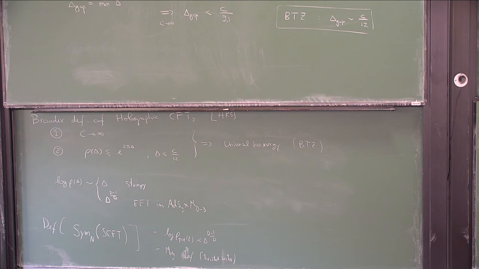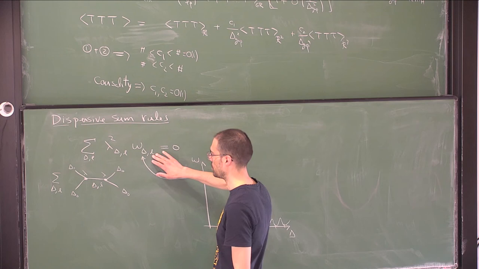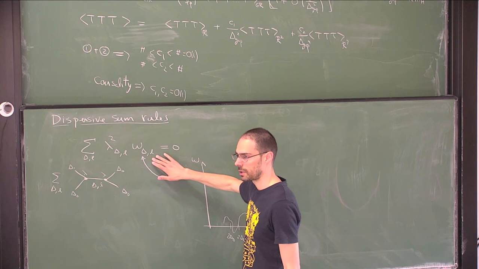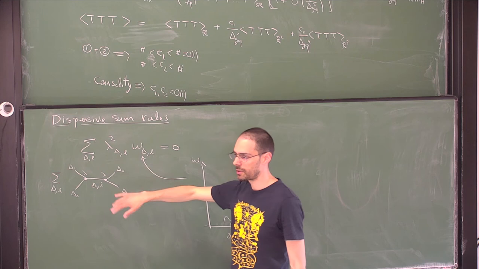I didn't say. It comes from many places. One way is to start with the double discontinuity that automatically has this property, and then you can do some integrals. You can also start from the Mellin amplitude, the Mellin representation of the four-point function, and do some dispersion relation. You also get something like that.